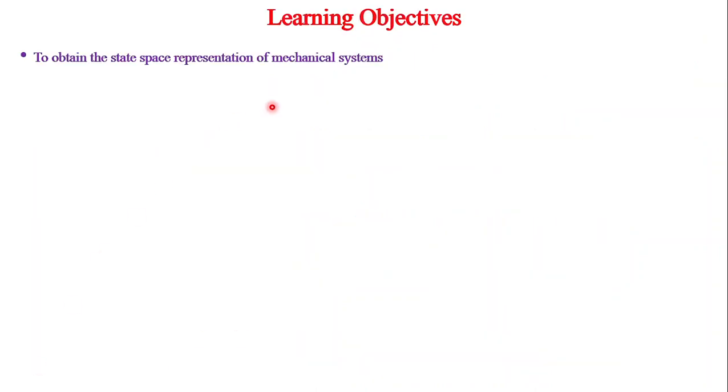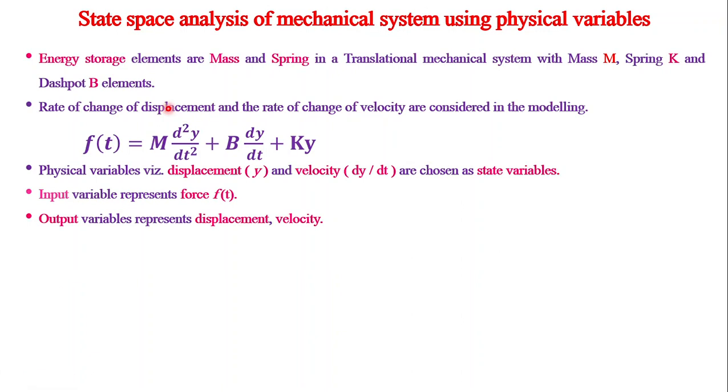So the learning objective of this video is to obtain the state space representation of mechanical systems. In the last lecture 24, we have seen how to obtain the state space representation of electrical systems along with introducing the state variables. State space analysis of mechanical systems, how to do it with the selection of physical variables. We know that energy storage elements are mass and spring in a translational mechanical system. A translational mechanical system is a system with mass, spring and dashpot.